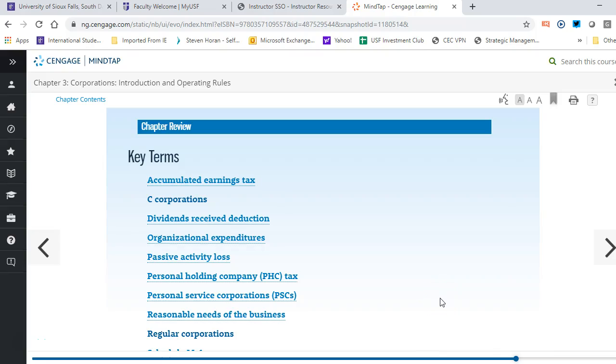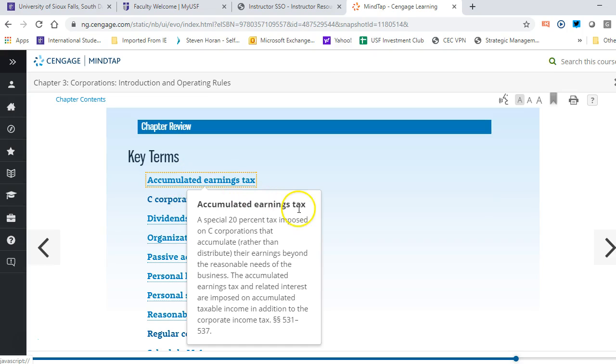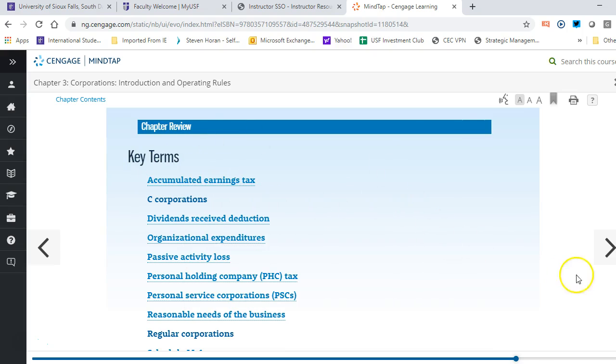Let's take a look at the Chapter 3 problems. I just want to remind everybody, you can look at the key terms at the back of every chapter. Always make sure you have a good handle on these. That'll help you quite a bit with some of the assignments. You can just click on the term right there and you can see exactly what the definition is.